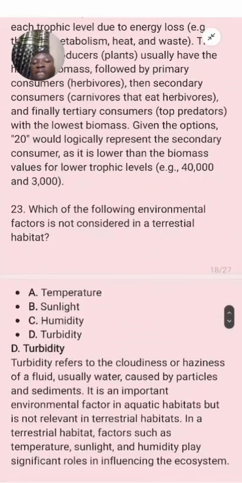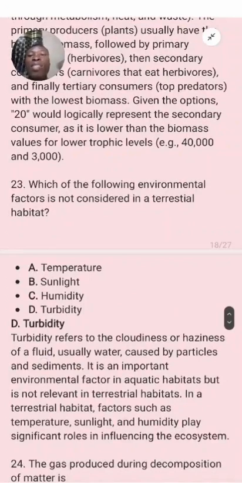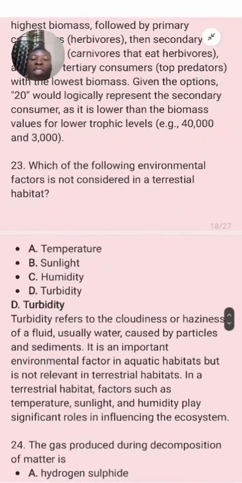Which of the following environmental factors is not considered in a terrestrial habitat? You do not need to consider turbidity in a terrestrial habitat. Temperature, yes, sunlight, humidity. Turbidity has to do with the cloudiness or haziness of a fluid, usually water. So it is an environmental factor in aquatic habitat, since we are talking about water here. So it is not relevant in terrestrial habitat.